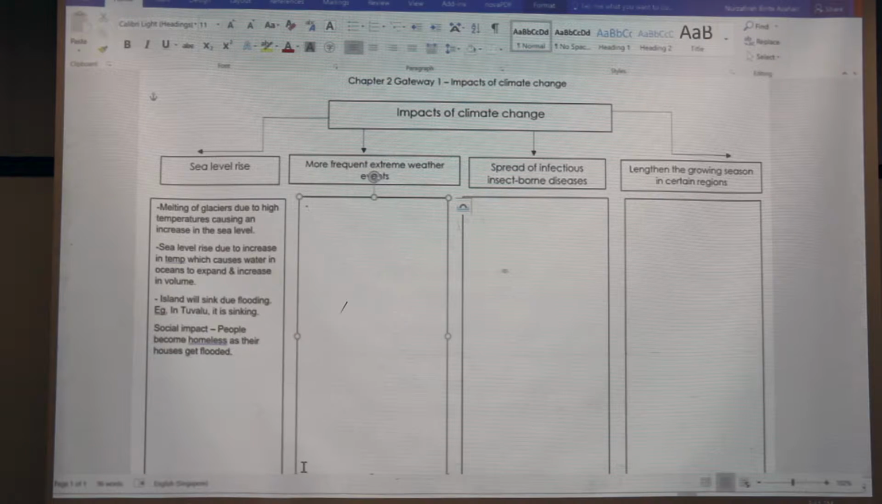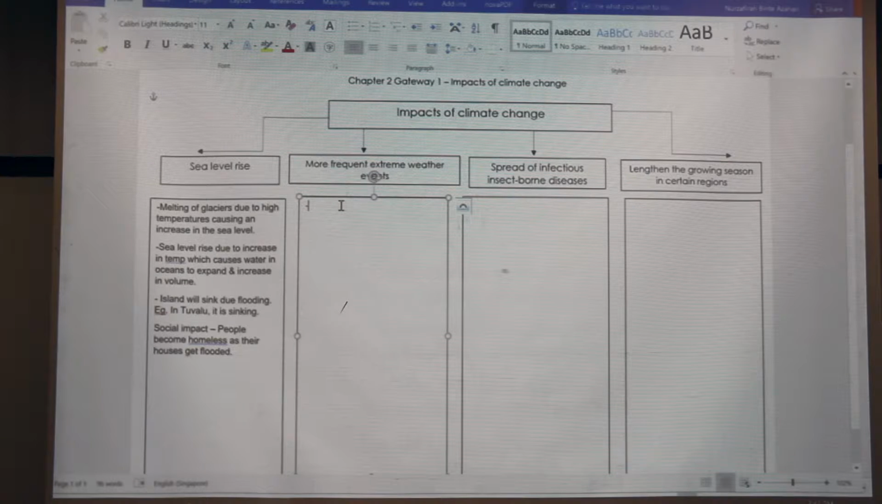Okay, for this one, more frequent extreme weather events. So always link it to the impacts of climate change, right? So for more frequent extreme weather events, we link it to what happens under this factor. What are we talking about? Drought. Drought is for the extreme weather events. The more common one, when an increase in temperature leads to people suffering from heat stroke.